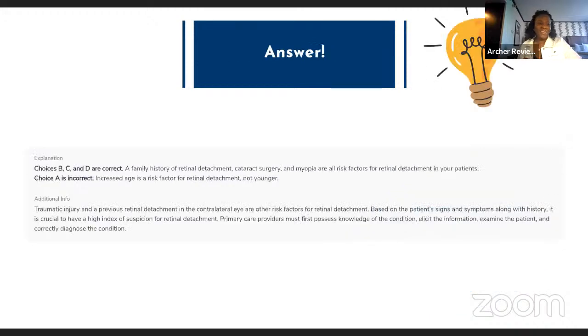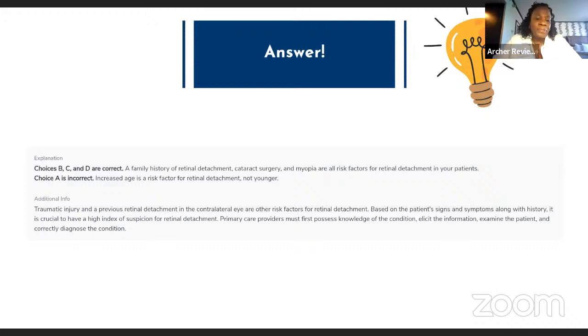We'll just move a little faster. So here are the answers. The correct answer is A, increased age. And then we have a rationale of why it is A, and then B, C, and D. The choices are correct for family history of retinal detachment, cataract surgery, and myopia.